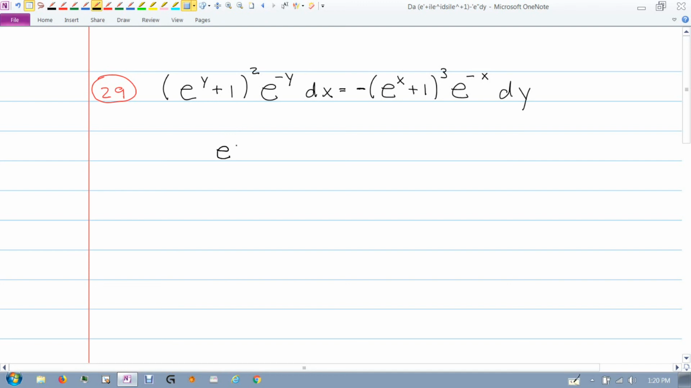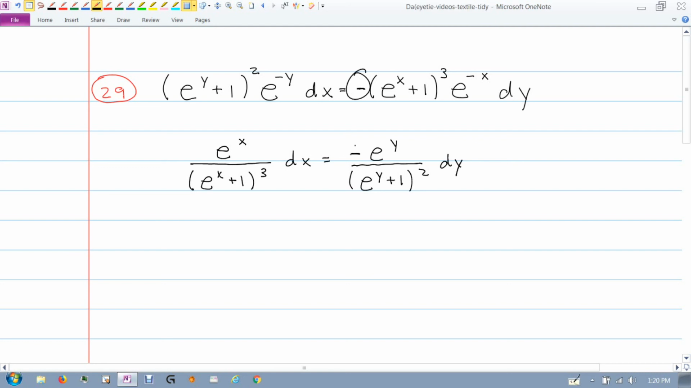So the left side becomes e to the x over e to the x plus 1 cubed dx, and then the right-hand side becomes e to the y over e to the y plus 1, all of that squared dy, and I had a negative sign right there, so I'm going to slap it there. Alright, so that's essentially dividing both sides by this, divide both sides by this, divide both sides by this, divide both sides by this. When you do all that, that's how it should work out.